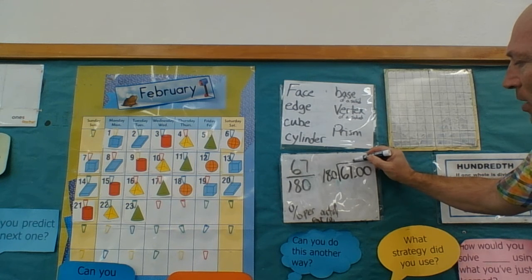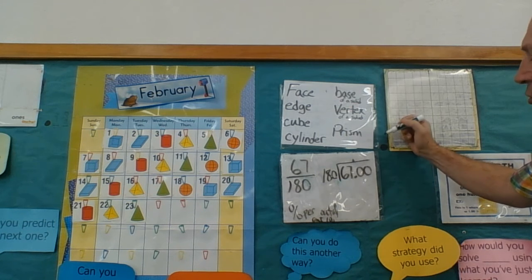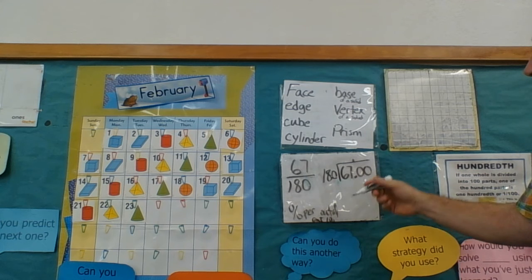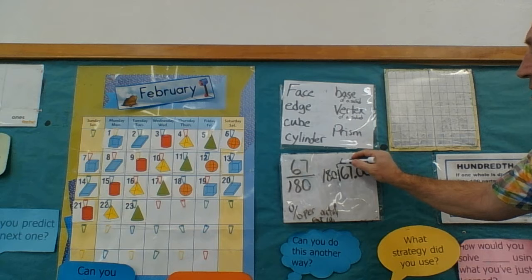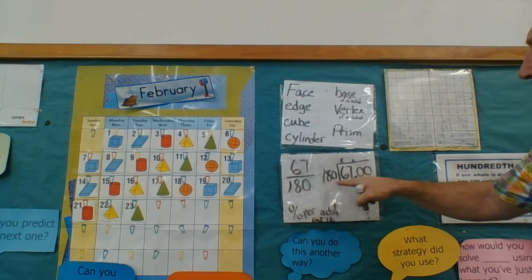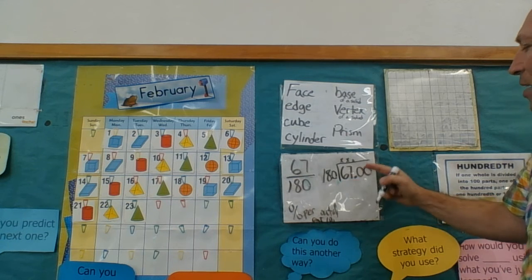And once again, I'm going to bring my decimal point straight up to make sure that my quotient, or the answer to a division problem, has the same place values. And so let's go ahead and do this. 180, I know it can't go into 6. If I have 67, I can't get 180 out of 67 either. But now I have 670.